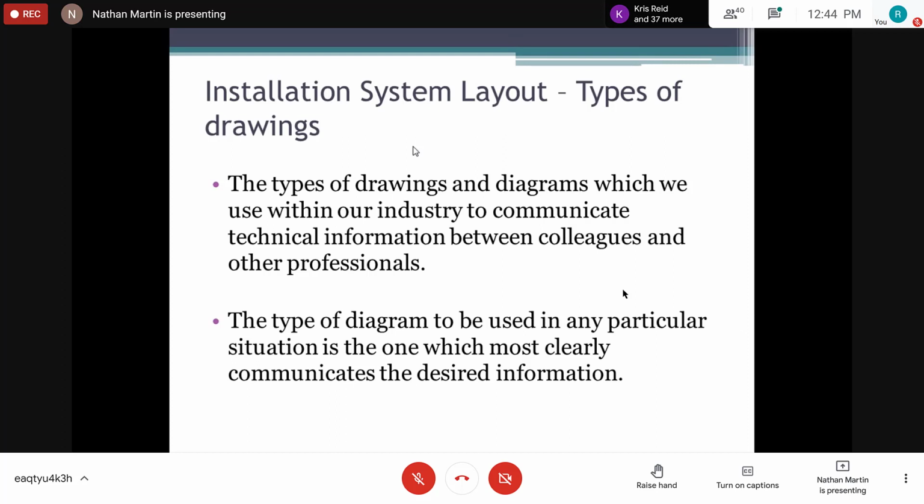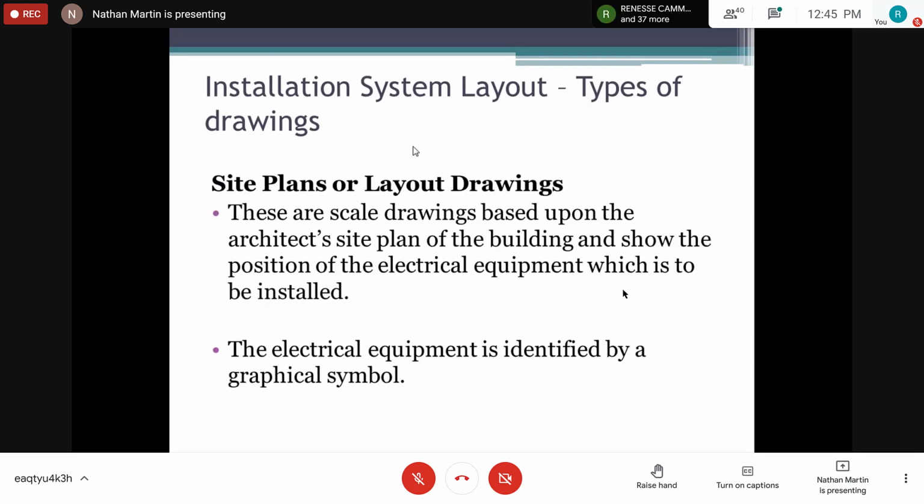The type of diagram to be used in any particular situation is the one which most clearly communicates the desired information, right? So whether you're going to have a schematic diagram or a layout plan. If you want to show the layout of the facility, we definitely have to have a layout diagram, right? And it won't necessarily show the interconnection between the devices. So let us look at the different types of diagrams, right?